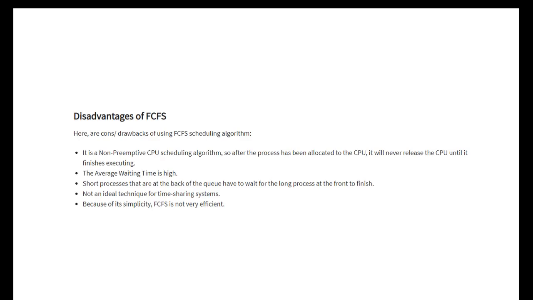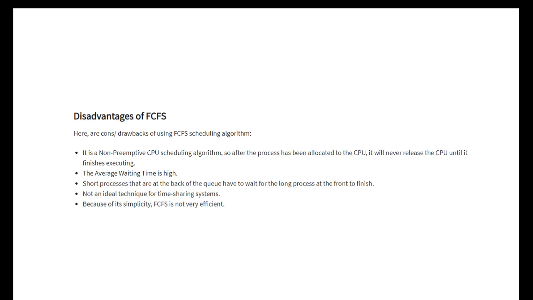We also have the disadvantages of FCFS. It is a non-preemptive CPU scheduling algorithm, so after the process has been allocated to the CPU, it will never release the CPU until it finishes executing. The average waiting time is high. Short processes at the back of the queue have to wait for the long process at the front to finish. It is not an ideal technique for time sharing systems.